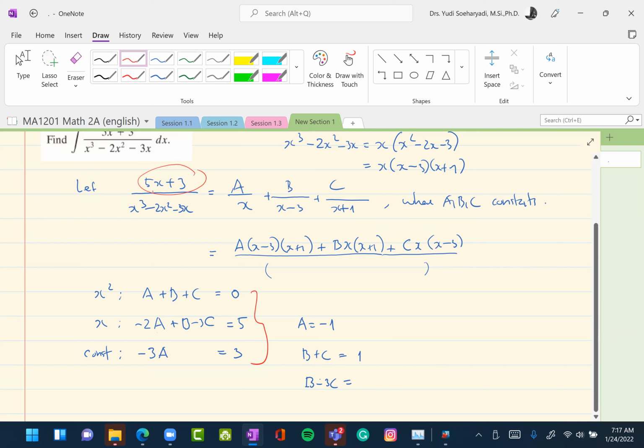So there is no square here, right? But you have squares here. So I compute how many x squares you have. The square comes from the first term, because when you multiply it out you have ax squared, and when you multiply this out you have bx squared, and you have c also from here.